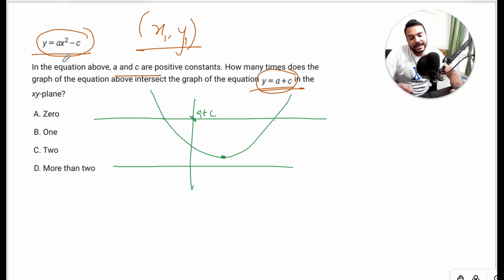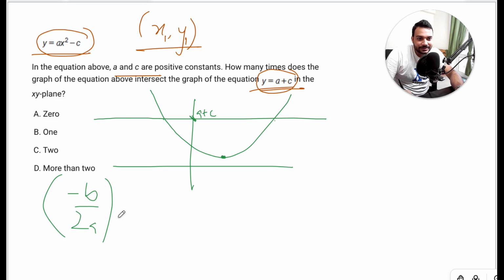So what's the x coordinate of the vertex? Minus b by 2a. That's the x coordinate of the vertex. There is no b because there is no coefficient of x. That means the vertex is at x is equal to 0.